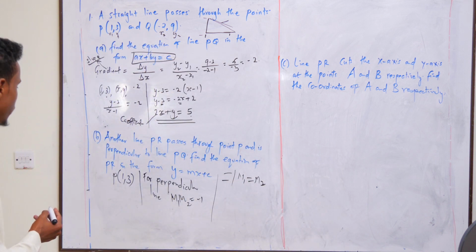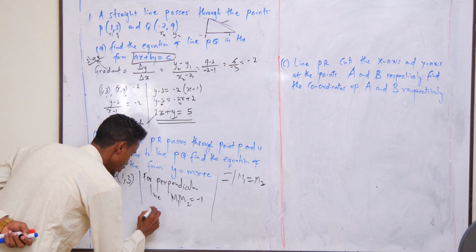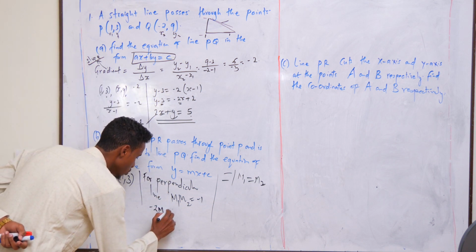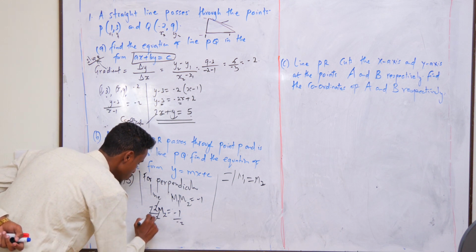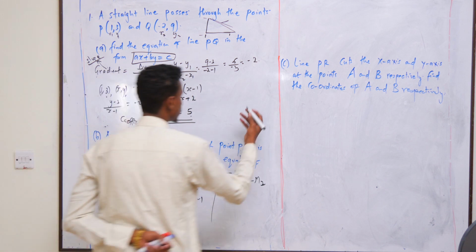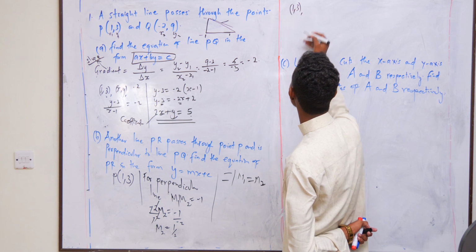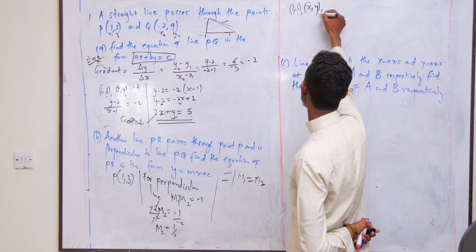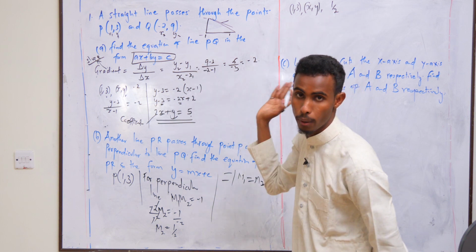Now, let's look at this one very fast. Now, M1 we have negative 2, M2 will be negative 1 over negative 2. So M2 is equal to a half. Now, let's form the equation very fast. We have point P given as (1, 3), general point (x, y). Now the gradient changes to be a half. Previously it was negative 2. And these two lines are perpendicular to one another.